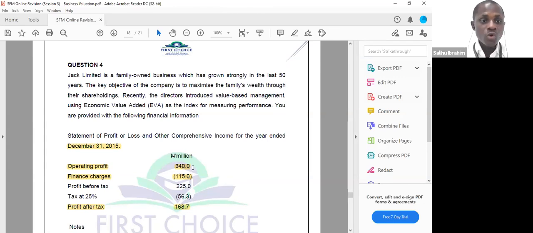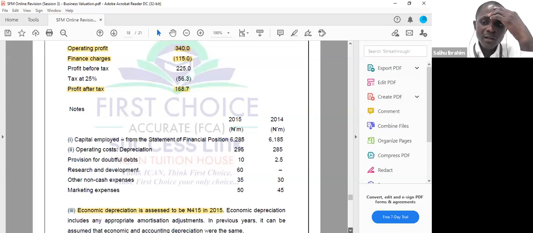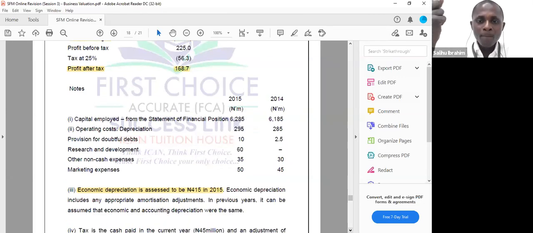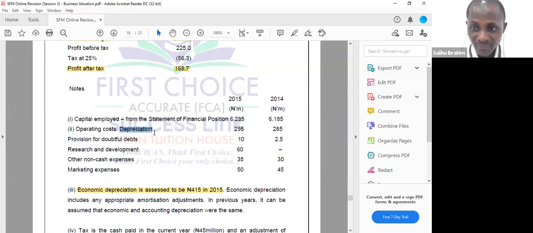Now, you will pick your operating profit. When you pick them, you now go back to the additional information. Look at all those adjustments that I gave you. I think 6 of them, right? Start picking them one by one. Now, depreciation. What did I say about depreciation? I said accounting depreciation is disallowed. This depreciation was deducted before you got that 340 operating profit. Therefore, that depreciation should be added back to my profit.